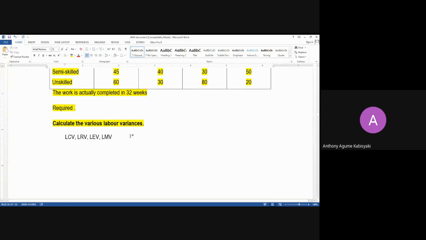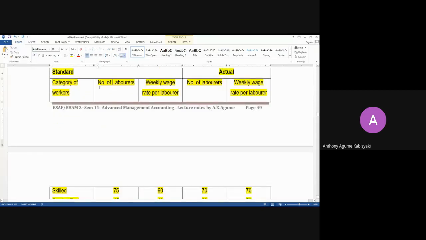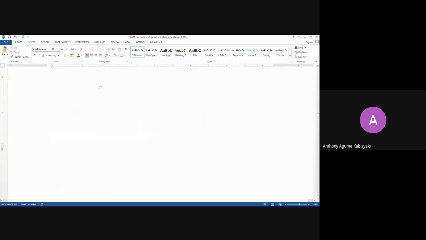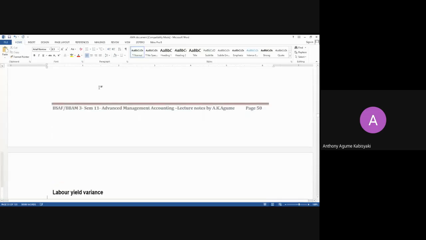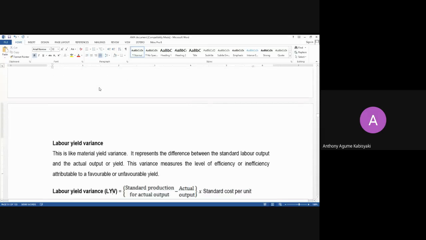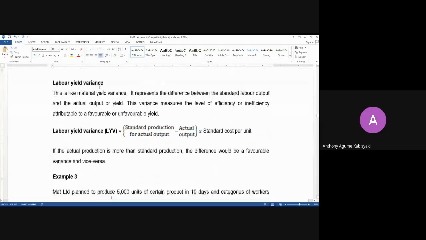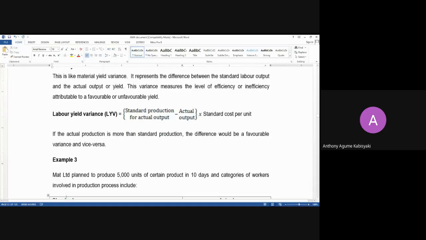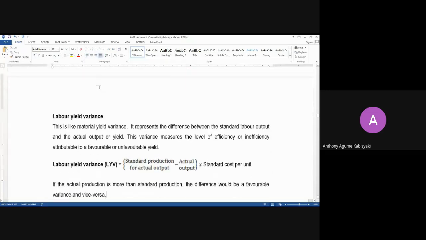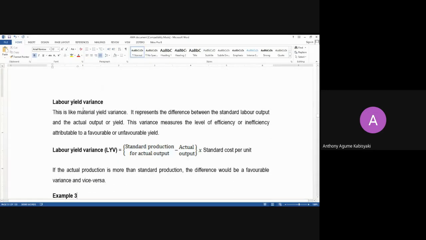So these are 4. Because here you see, now when I say mix, because here you're using 3 different categories, skilled, semi, and unskilled. So there are 3 categories of labor. So it means that you can compute labor mix. Before I look at illustration 2, which is example 3, almost similar to example 2, only that it has information that enables us to compute yield. With labor yield, if you still recall how we looked at material yield, the same approach is used here.